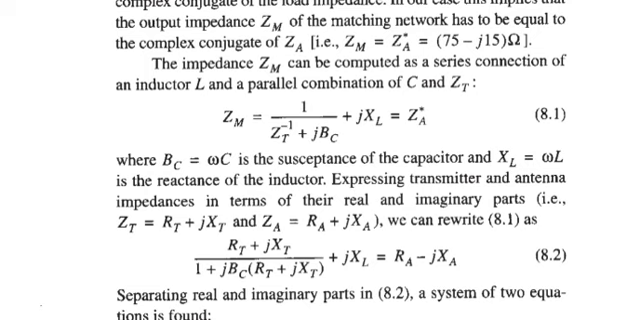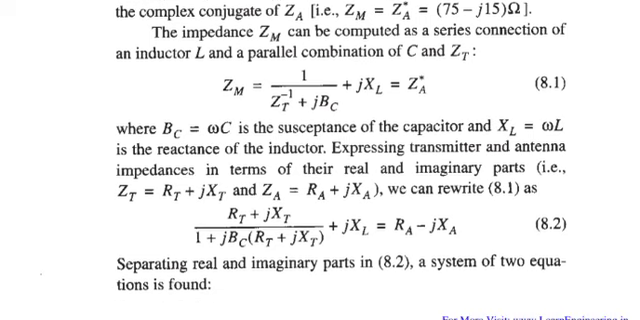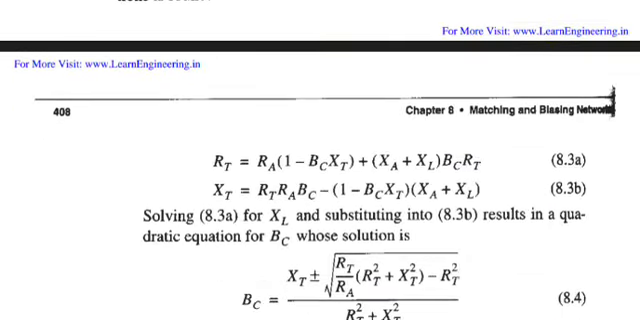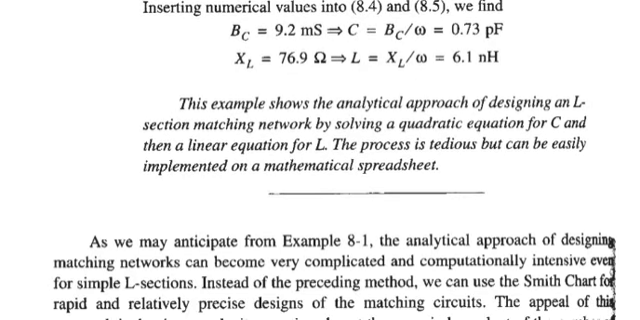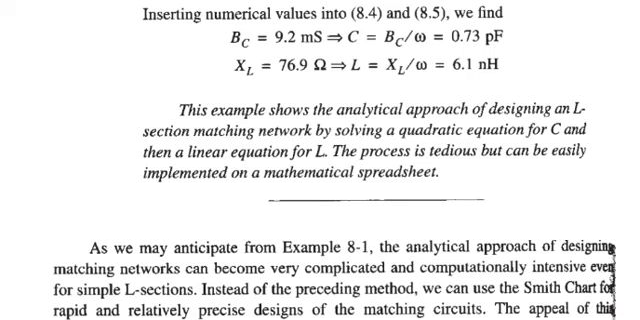BC and XL are just a convenient way of representing the capacitor and inductor. For a capacitor, BC will be equal to omega C, and for an inductor, XL will be equal to omega L. So instead of directly solving for C and L, we have defined BC and XL, and these will get converted into C and L. By solving all the relevant equations, we obtain that the value of BC will be equal to 9.2 millisiemens, and XL will be equal to 76 ohm.